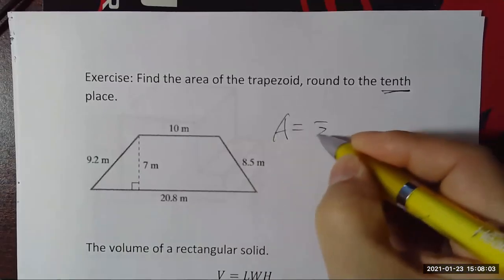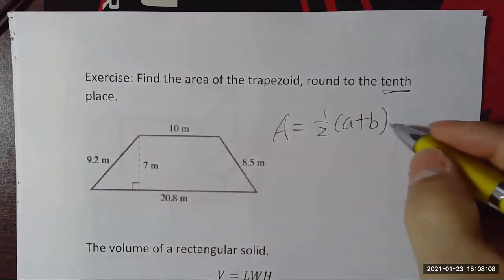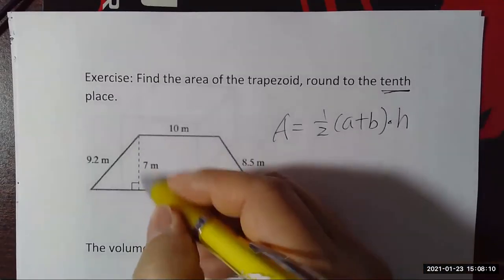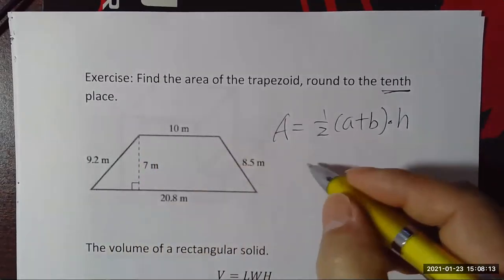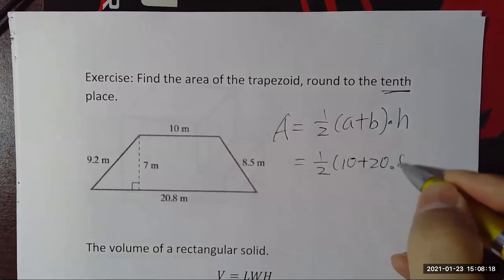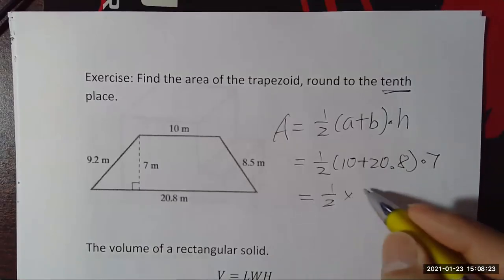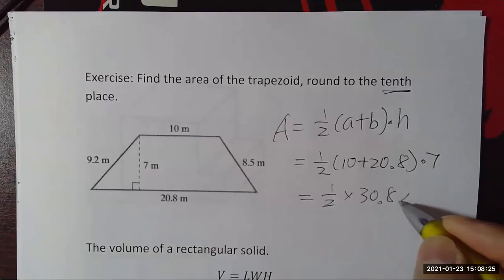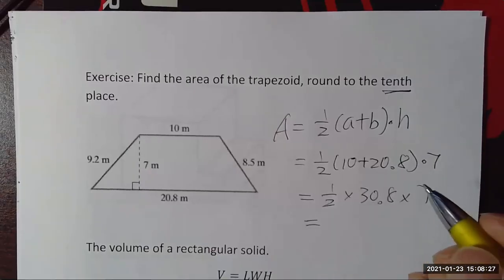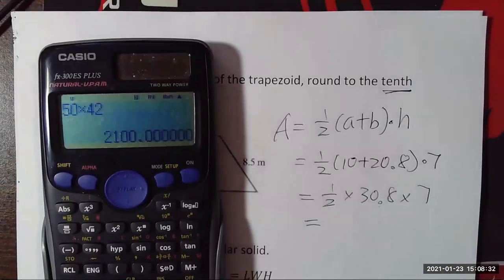Area equals half times A plus B, where A and B are the two parallel sides, times height. Height is the distance between these two parallel sides. So half times 10 plus 20.8 times 7. So let's do that. This is 30.8 times 7. I have to use the calculator. I'm going to multiply these two numbers together and then divide by 2. 30.8 times 7 divided by 2.